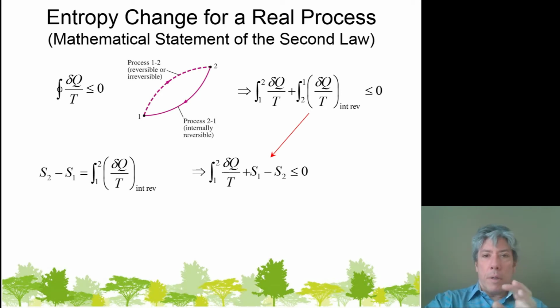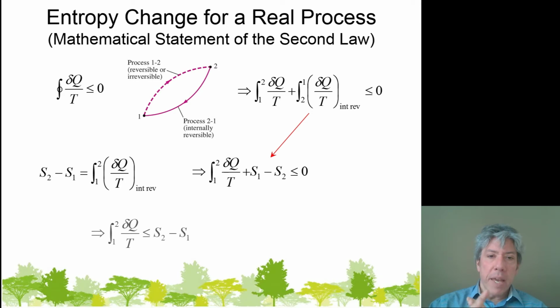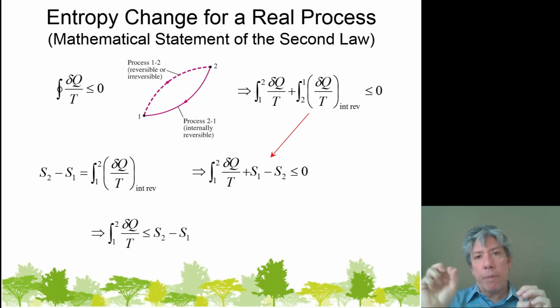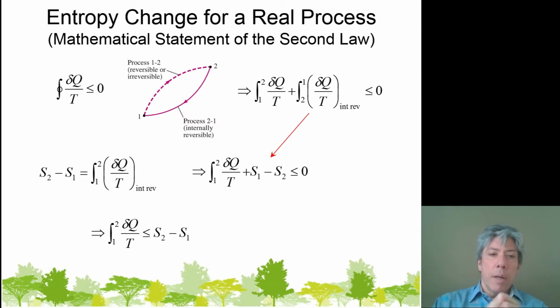Okay, so the first integral represents the real process. The second integral we've replaced by S1 minus S2. And so now we can move S1 minus S2 to the other side. But of course, we flip the sign again, and now it becomes S2 minus S1 is greater than or equal to that integral for the real process.